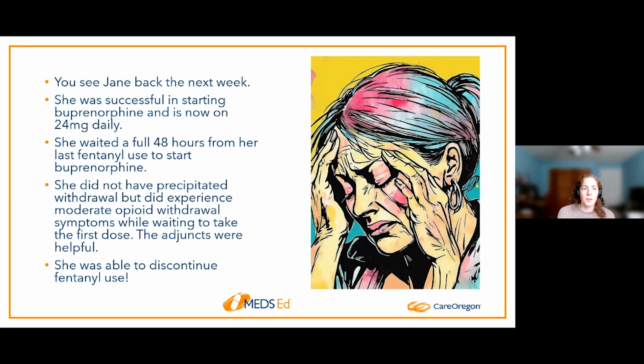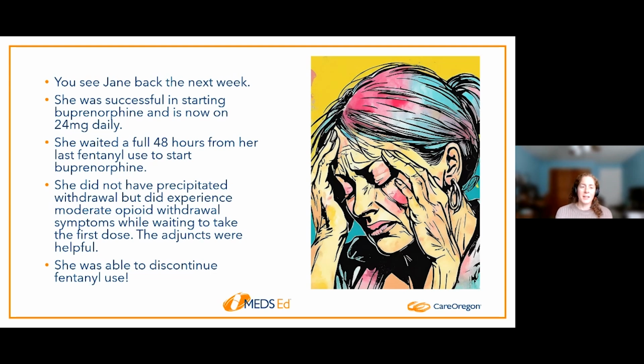Okay. So you see Jane back the next week. You give her all the prescriptions. She's going to do the start at home. And she says she was successful in starting buprenorphine. She's now on 24 milligrams a day. She waited a full 48 hours from her last fentanyl use to start buprenorphine. She did not have precipitated withdrawal. She did experience some moderate to severe opioid withdrawal symptoms while waiting to take the first dose of buprenorphine, but found the adjuncts helpful. And she was able to discontinue fentanyl use.